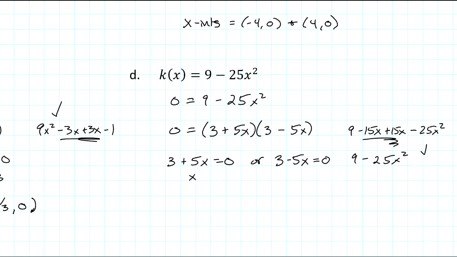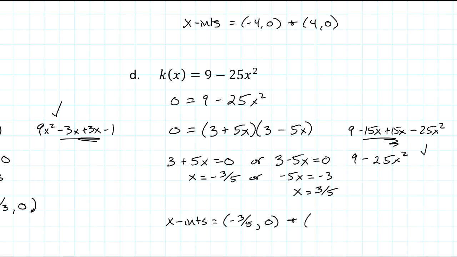Solving for x, we'll get x equals negative 3 over 5, or, let's do this one in a couple steps. We'll get negative 5x equals negative 3, divide by negative 5 to get x equals positive 3/5. The negatives cancel there. So our x-intercepts are the points negative 3/5, comma 0, and positive 3/5, comma 0.